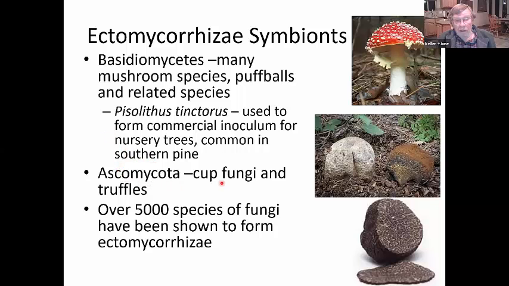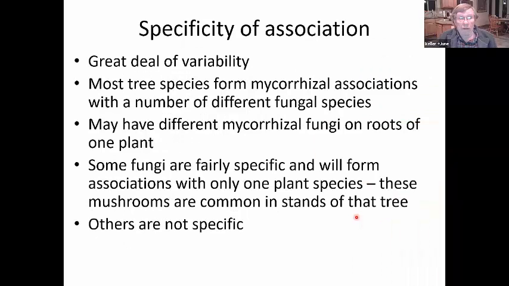Also, some ascomycota, cup fungi, and truffles and truffle-related organisms will also form mycorrhizae. And this is a picture of a truffle. I couldn't get a real truffle to show you because they're too expensive. And there are about 5,000 species of fungi. Typically, fungi that form subterranean fruiting bodies like this truffle, and there are a lot of other species that just aren't edible or not tasty like a truffle, about all of those are mycorrhizal, both ascomycota and basidiomycota, that produce some subterranean fruiting bodies.